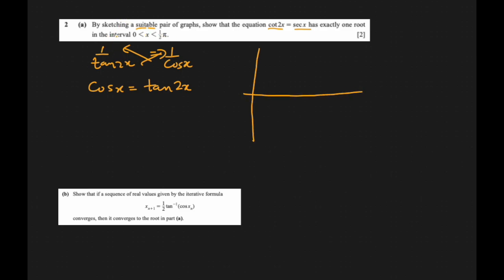Since we are going to do the iterative formula later on, we'll deal in radians. So if I say this is 2 pi, my graph starts with 1 here and goes down, and that's the cos x graph, and the minimum of this is minus 1. This is pi by 2, this is 3 pi by 2, and we have pi in between here.